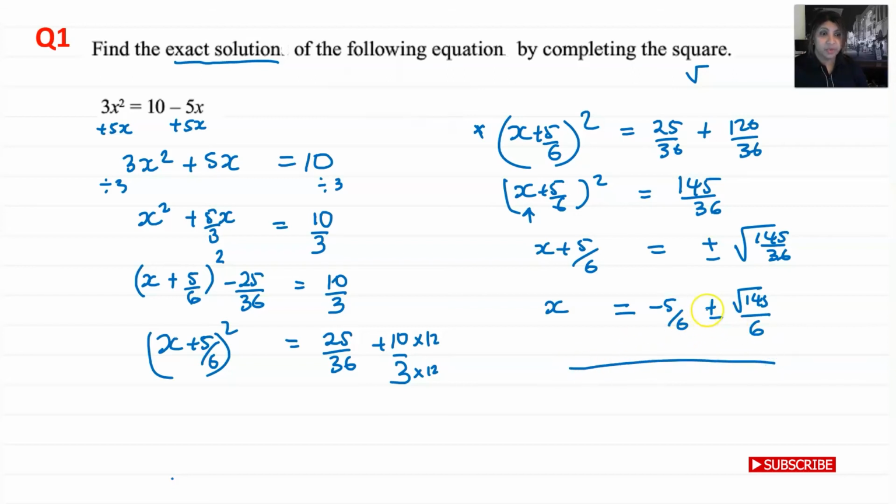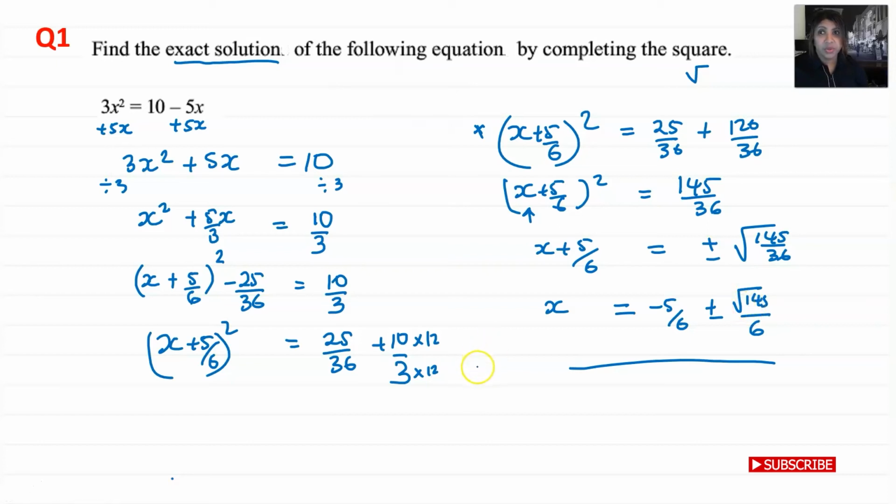So obviously the first one is with the plus, and the next solution is with the negative. We've been asked to give the exact solution, so that's all we have to do, okay? Don't try to find the square root of 145 unless you can, for example, the square root of 25 is 5. That will be the exact solution. But in this case, you have to leave it as it is.